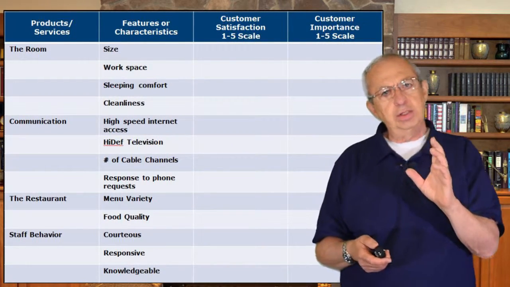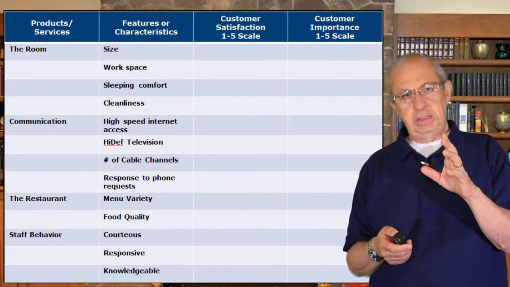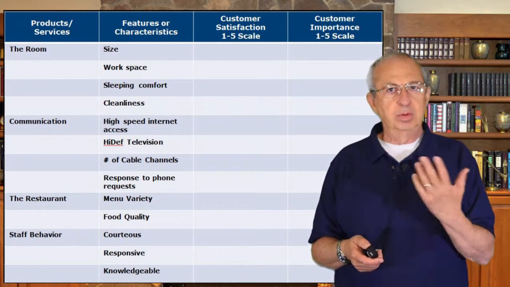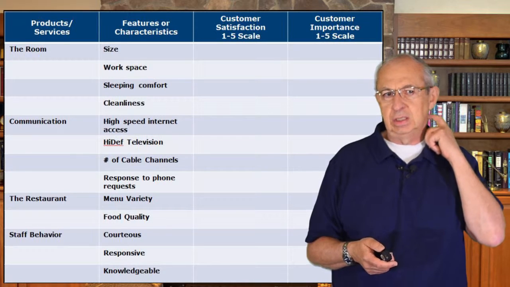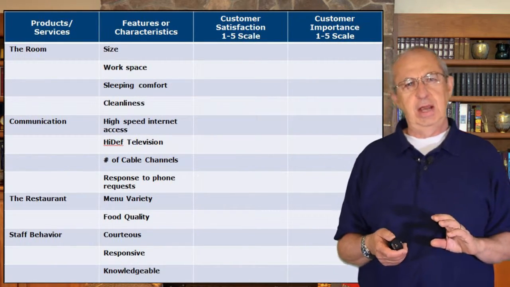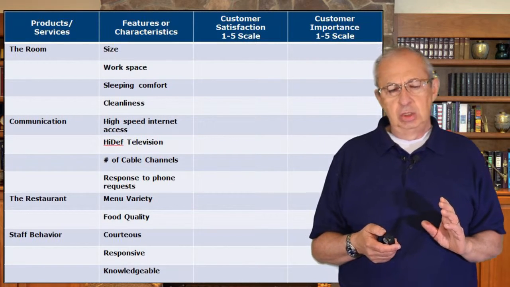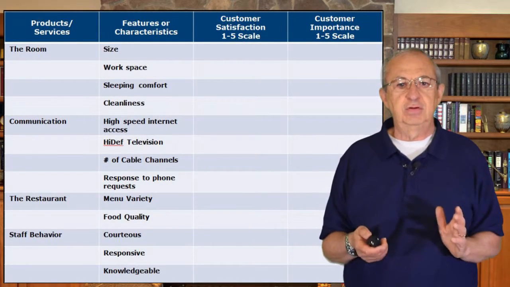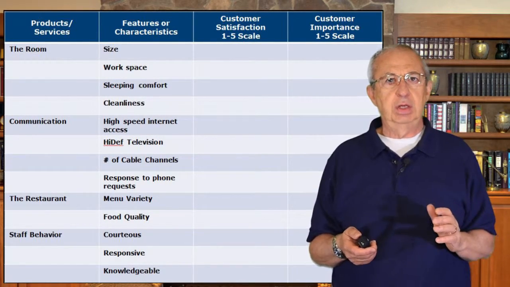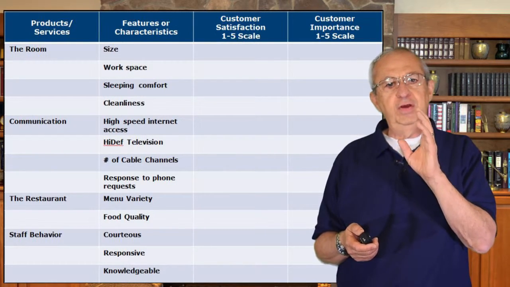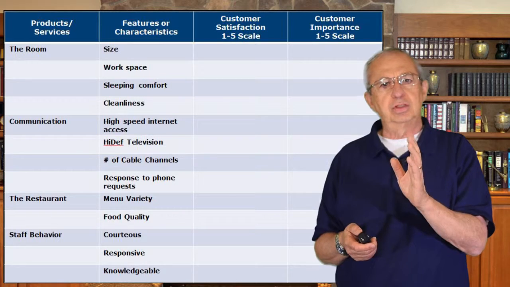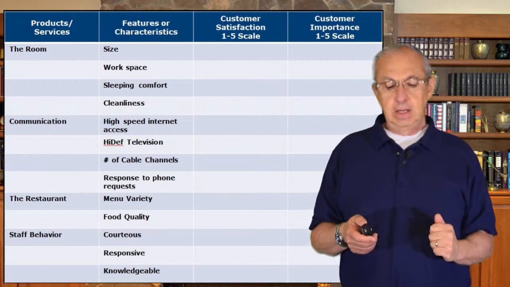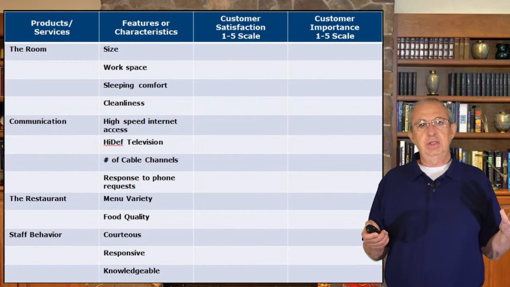And this chart is simplified. You can go into much more detail if you wanted. If I were sitting down with you and we were doing this for real, we would probably flesh this out more and have more detail to it. But I'm just trying to give you an example and make the point. So under staff behavior, there's courtesy of staff, responsiveness of staff, how knowledgeable they are, and so forth. So those are features or characteristics of the product or service that we offer through the hotel.